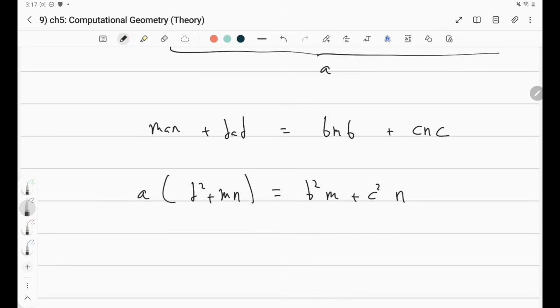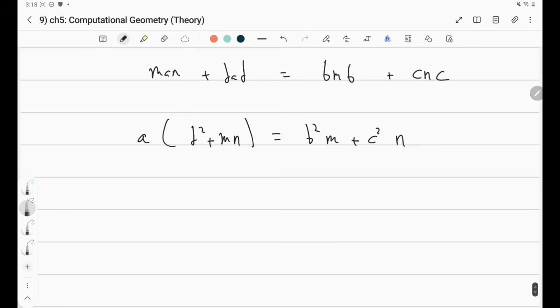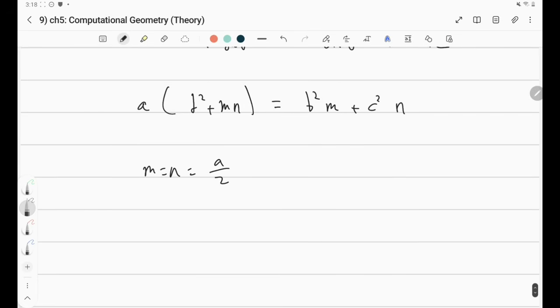Again, for example, if you want to find a median, let's do this practice. If it was a median, then you just know that M equals N equals A over 2. Then now you can just plug in, right? So it's going to be D squared A equals A over 2 times M equals N, so take it as a common factor, which is A over 2, times B squared plus C squared.